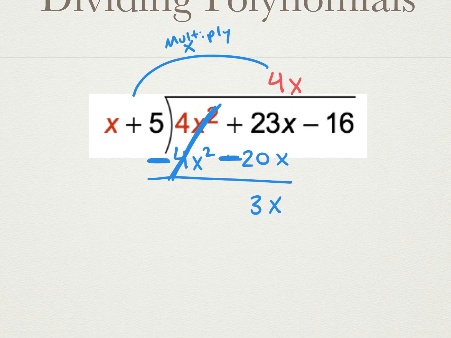All right, now we do the same process again. So the same pattern. We divide 3x by x. So it's 3x divided by x? 3. So I write that up top. What do I do once I write something on top? Multiply it by everything out front. So what's 3 times x? 3x. And 3 times 5? 15.